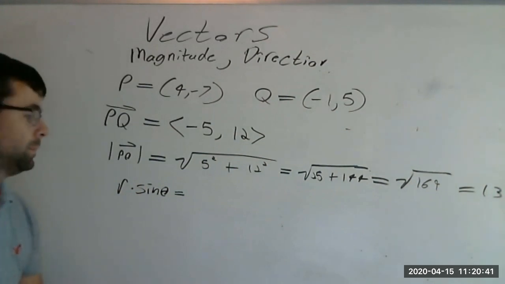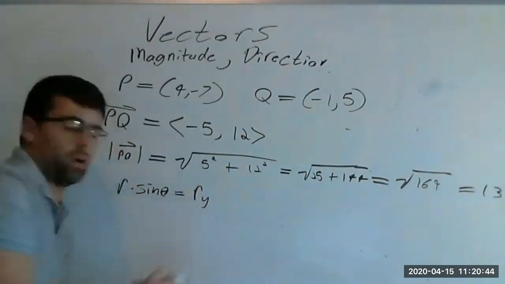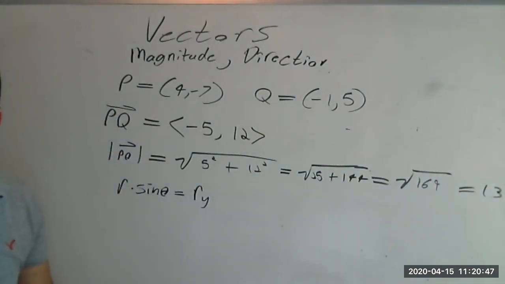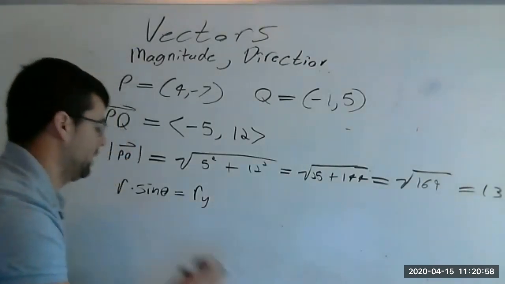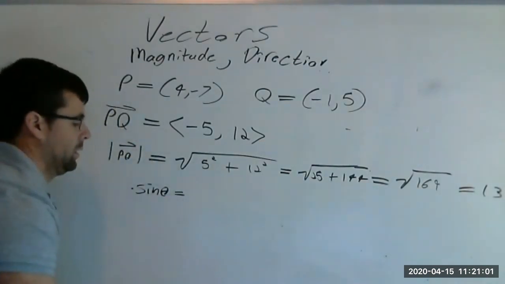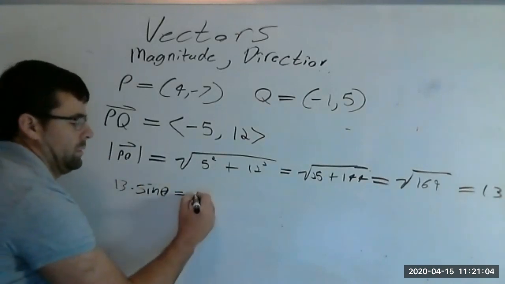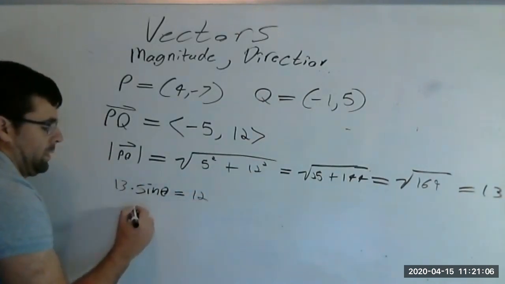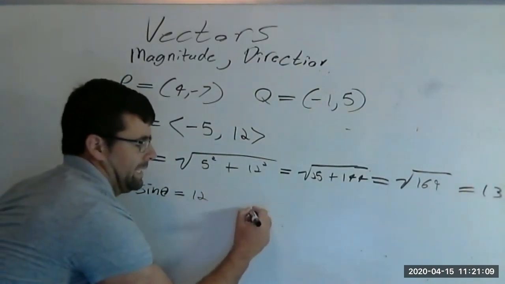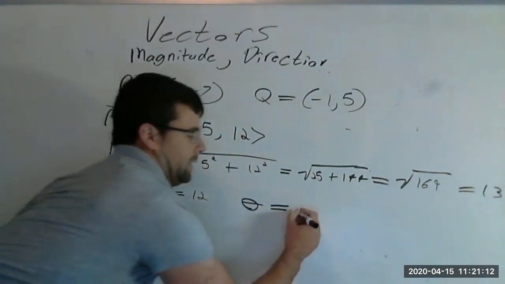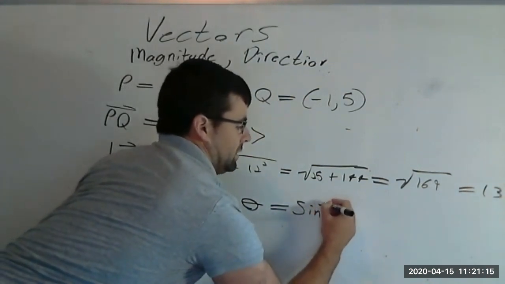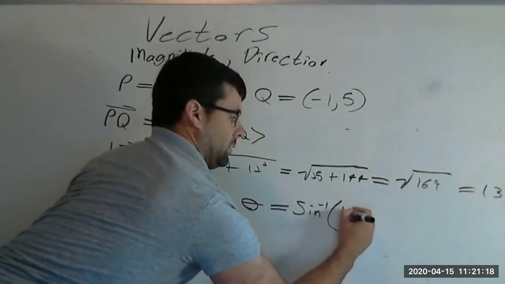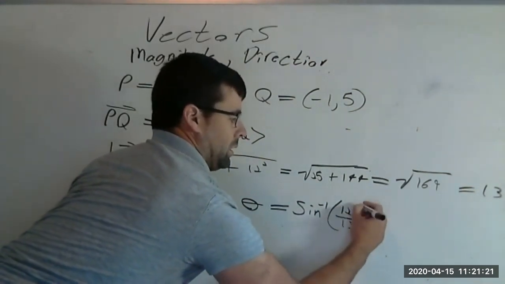Ry. Okay. So what values go where in this equation? R equals 13 and ry equals 12. So we have 13, 12. So that means that theta is the inverse sine of 12 over 13.